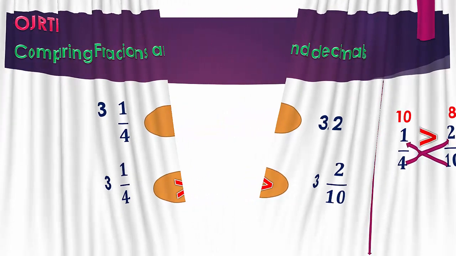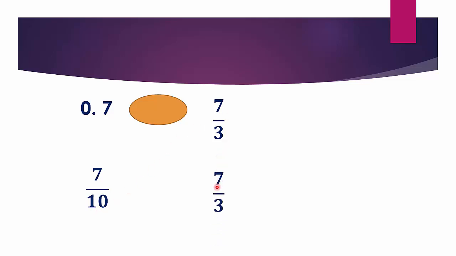Another exercise, 0.7 and 7 over 3. How can I compare it, teacher? I have to convert this decimal number into a fraction. So here I have 7 tenths, 7 from 10, okay, my students, and 7 over 3. Here I have what? Very good. Here I have the same numerator. So it's a crazy fraction, teacher. The smallest denominator will be the greatest fraction. Okay?